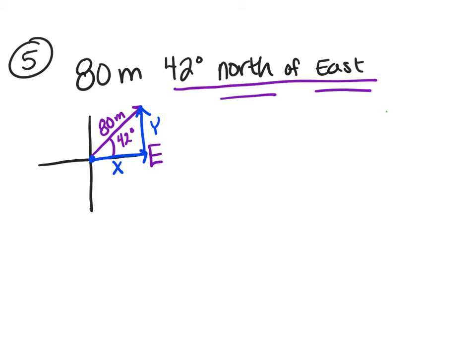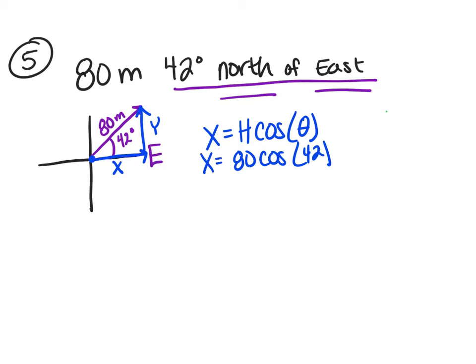Now your horizontal side is going to be x, and your vertical side of your triangle is going to be y. Now you're going to use your trig functions to solve for x and y. For x, it's going to be your hypotenuse times cosine of the angle given to you, which is 80 cosine 42. Then you type that in the calculator and you get an answer of 59.5 meters. We're going to keep this positive since x is headed east. We chose cosine because x is adjacent, or touching, this 42 degree angle.